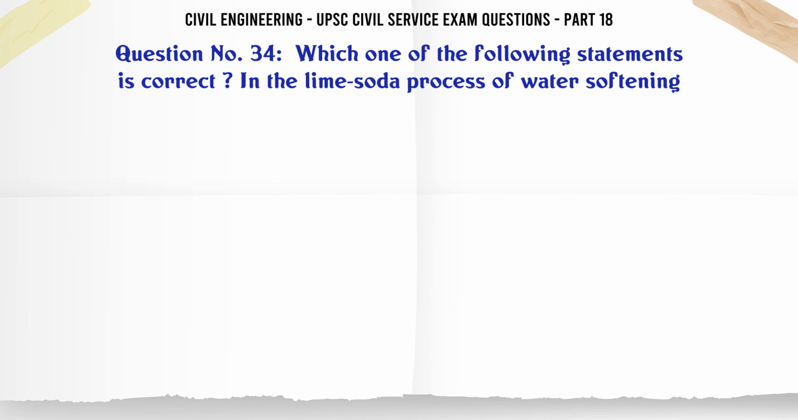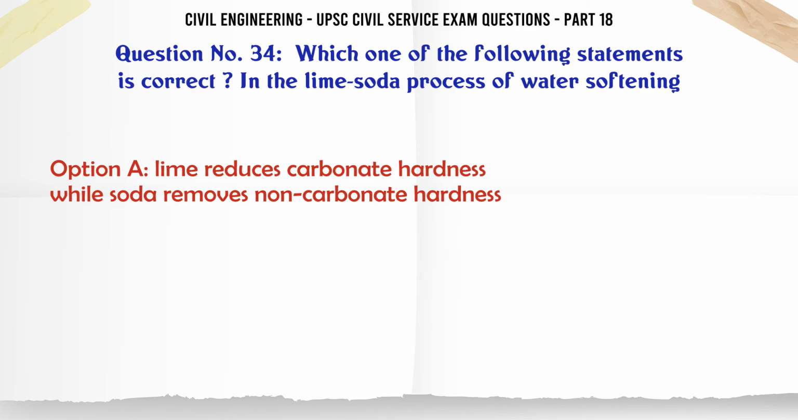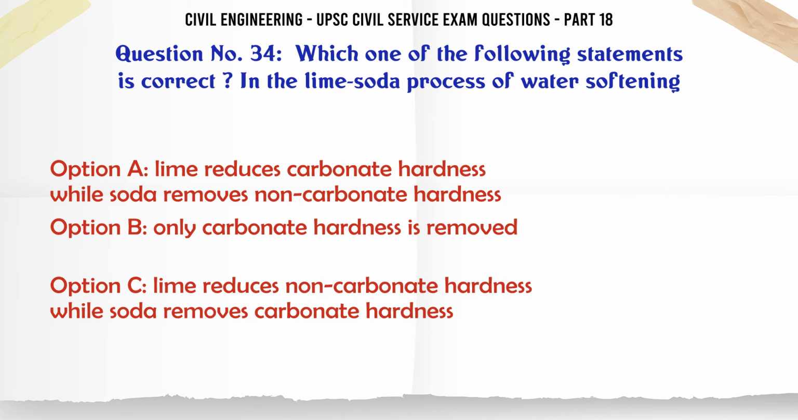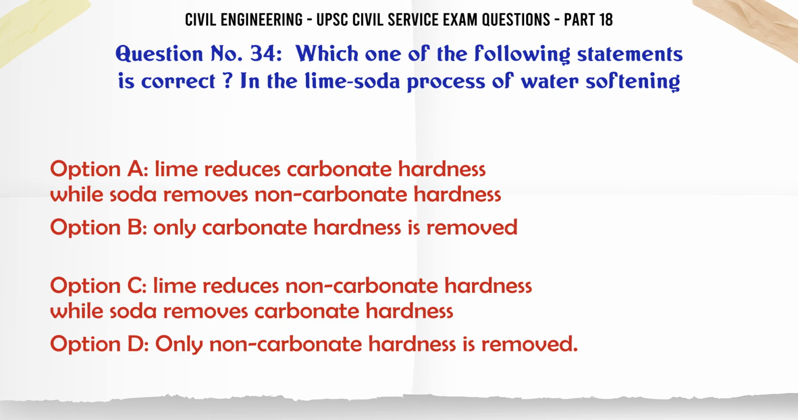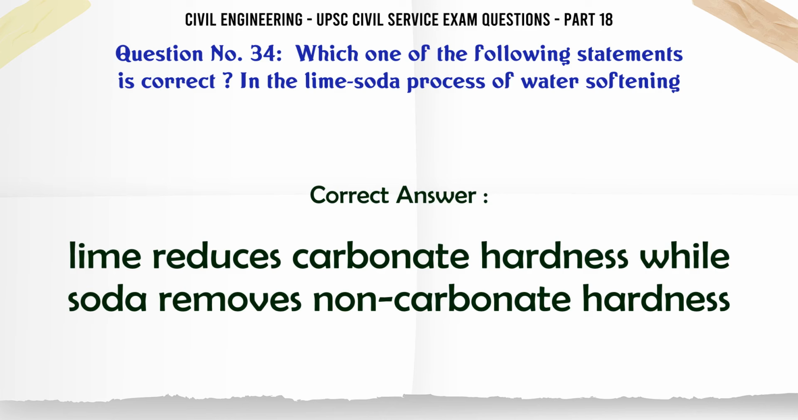Which one of the following statements is correct in the lime soda process of water softening? A. Lime reduces carbonate hardness while soda removes non-carbonate hardness. B. Only carbonate hardness is removed. C. Lime reduces non-carbonate hardness while soda removes carbonate hardness. D. Only non-carbonate hardness is removed. The correct answer is lime reduces carbonate hardness while soda removes non-carbonate hardness.